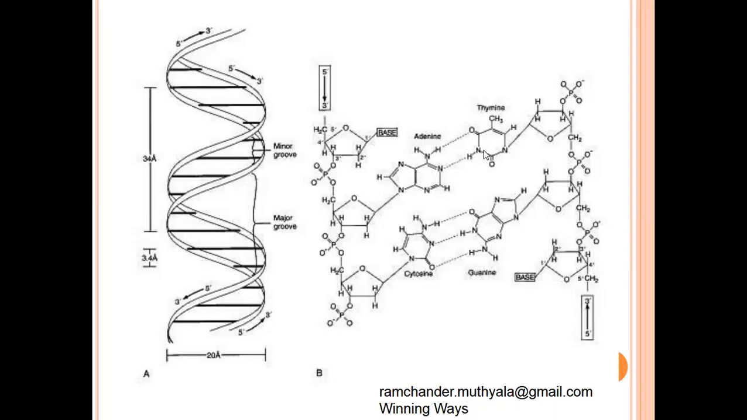Between the two nitrogenous bases, meaning between the purines and pyrimidines, hydrogen bonds are present. The hydrogen bonds are of two types: double hydrogen bonds and triple hydrogen bonds. Between adenine and thymine, two hydrogen bonds are always present. Between cytosine and guanine, three hydrogen bonds are present.